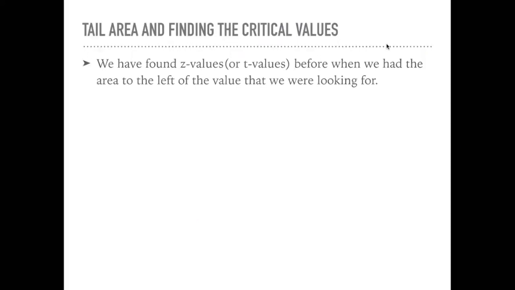So we found z values and t values before, and those are what we're going to use for our critical values. We found them based on the area to the left of our line, and if needed, the sample size or degrees of freedom as well. We're going to use these same methods for finding our critical values, making sure we use the distribution that we're using for the test. If we have population standard deviation, we use the standard normal distribution. If we do not have population standard deviation, we use the student t distribution. And if we're working with proportions, we use the standard normal distribution.